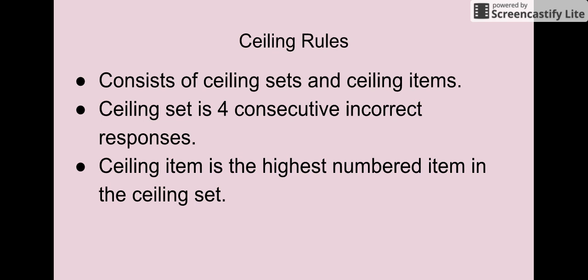The ceiling rules are 4 consecutive incorrect responses, and the highest numbered item in the ceiling set is the ceiling item. So you've got ceiling sets and ceiling items. Those are the rules for the ceilings.